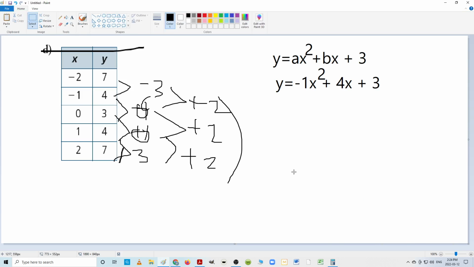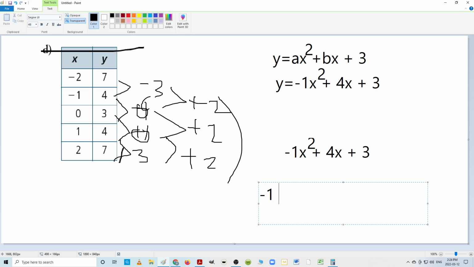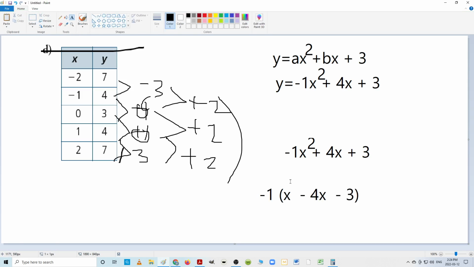Well, the problem is right here. If I'm going to take a perfect square of this, it's best if I don't have a number in front of my x squared, or a negative. So I should factor out a negative, and I'm going to get negative x squared minus 4x minus 3. That's what happens when I take a minus out of all that.